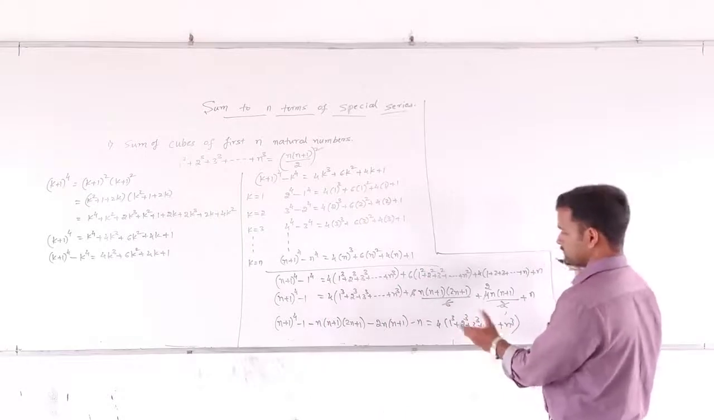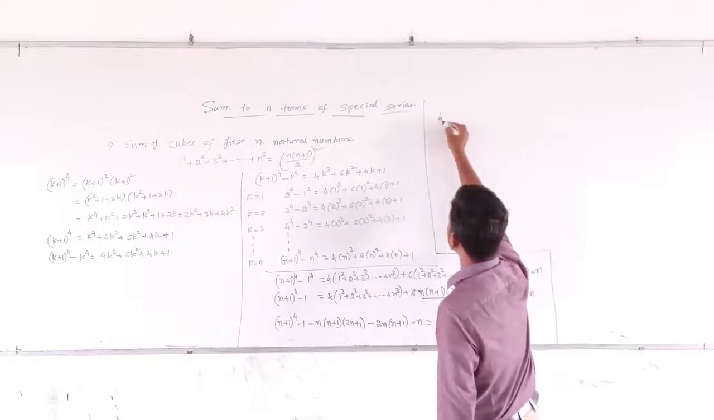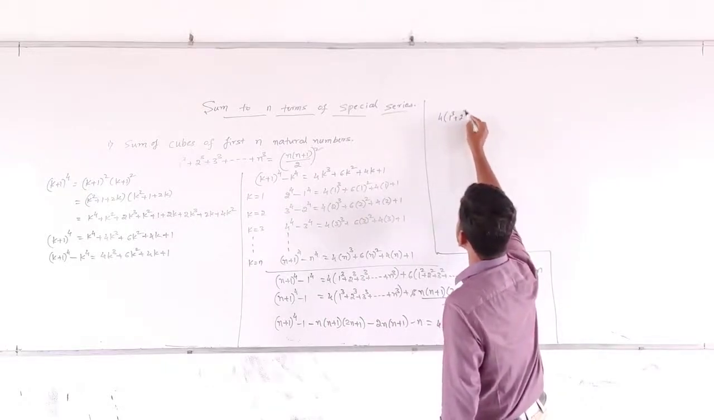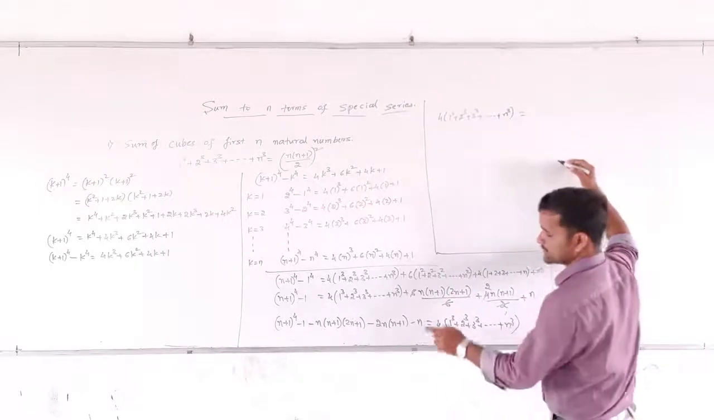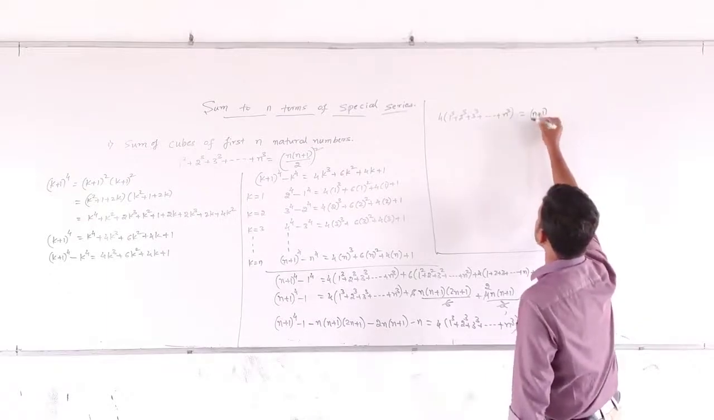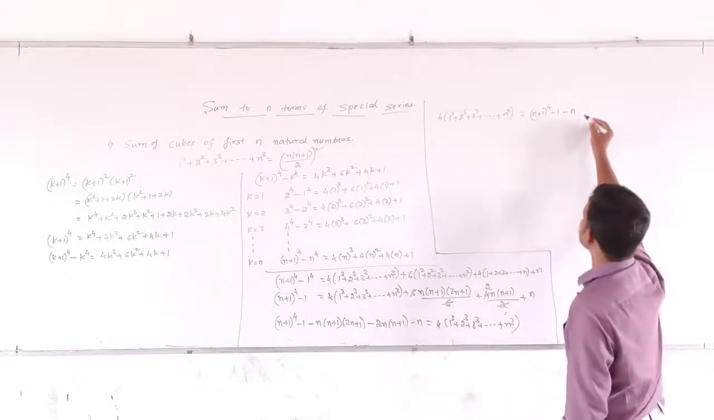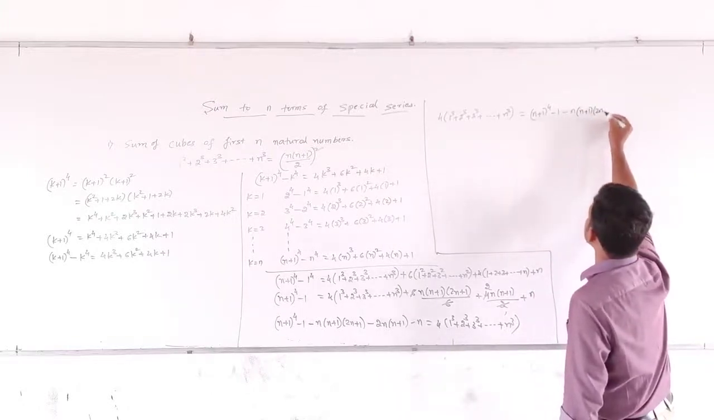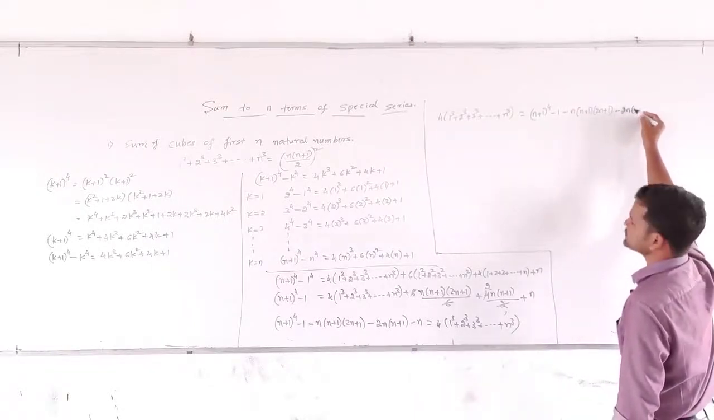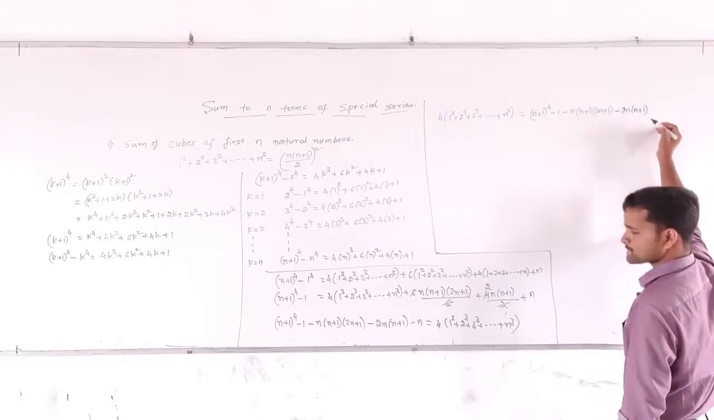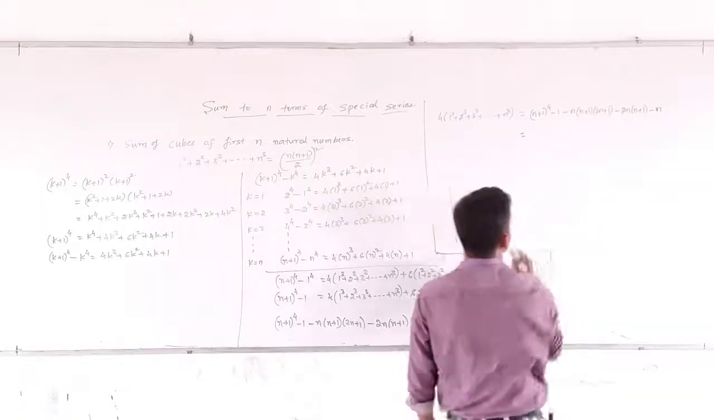And again, for easy writing, I will interchange this LHS and RHS. LHS becomes 4 into (1 cube plus 2 cube plus 3 cube, so on up to n cube), which is equal to, right hand side I have (n plus 1) raised to 4 minus 1 minus n into (n plus 1) into (2n plus 1) minus 2n into (n plus 1) minus n. Okay, we are going to simplify this.